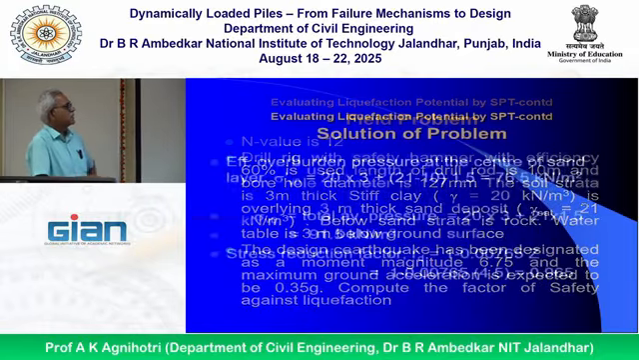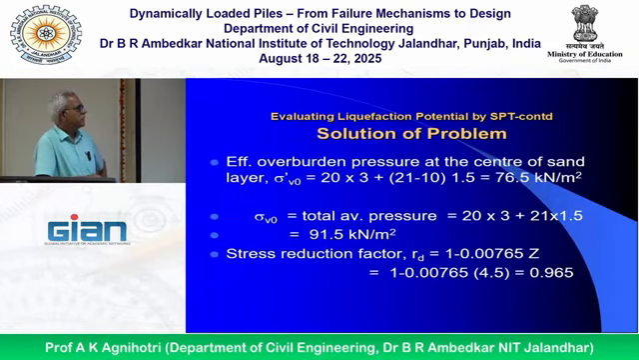So we will calculate sigma V0 dash. Here we have taken gamma minus gamma W, submerged below the water table. So 21 minus 10 we have done, gamma saturated minus gamma W. So let us say this is 76.5. Now sigma V0 total, average earth pressure: 20 into 3, plus 21 into 1.5. Total we will take, so it is 91. Now similarly the stress reduction factor from this equation we will calculate, let us say 0.965.